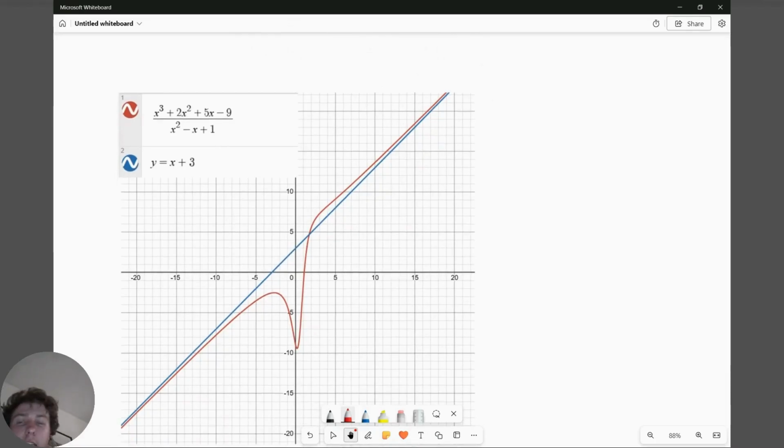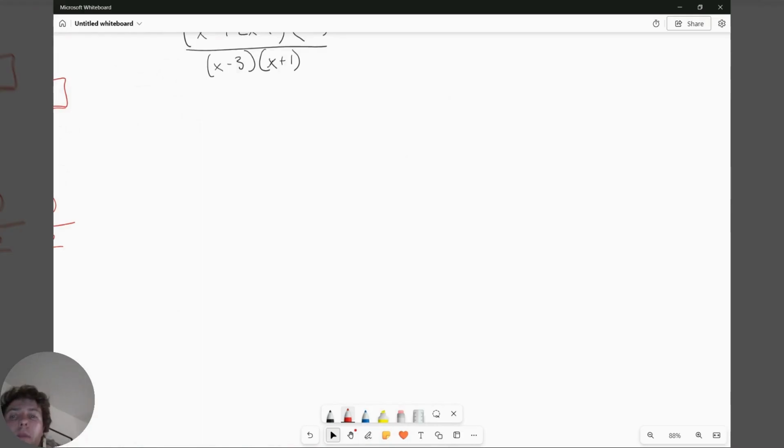You can always check to see if you did these problems correctly by graphing it on Desmos or something like that.